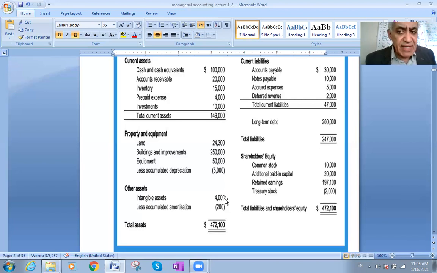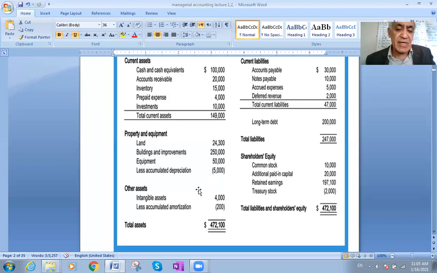Like the Tim Hortons example, it's a brand name. Any brand name is included in intangible assets. When the owner of Tim Hortons sells a shop, he sells it with its reputation, or he counts the reputation of the shop. Okay. Minus accumulated amortization, and this is deducted.